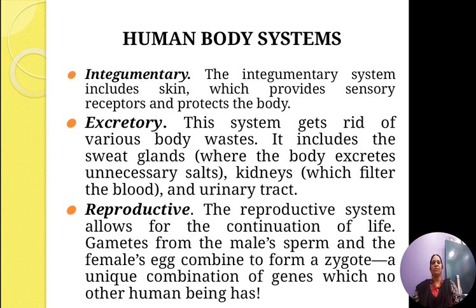Then we have the excretory system. This system gets rid of the body waste, various body waste. It includes the sweat glands where the body excretes unnecessary salts, kidneys which filter the blood, and the urinary tract. So the system which gets rid of the various body waste is said to be the excretory system.